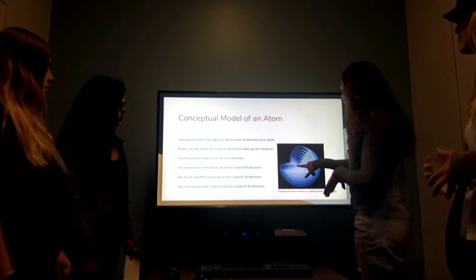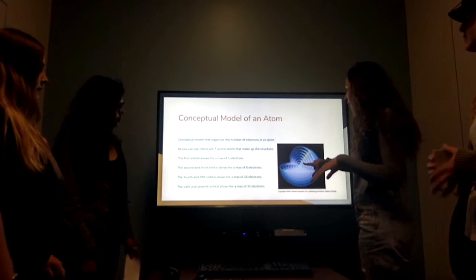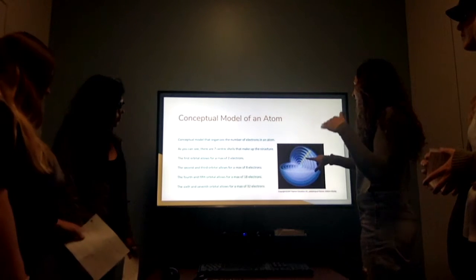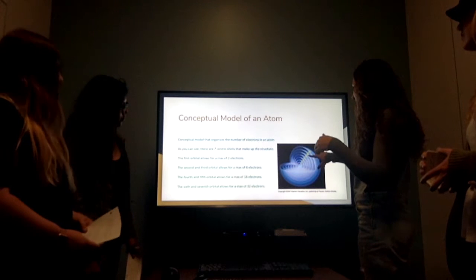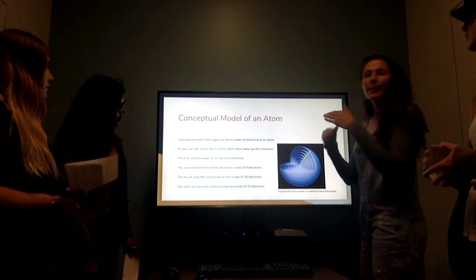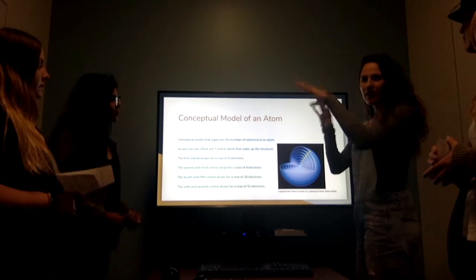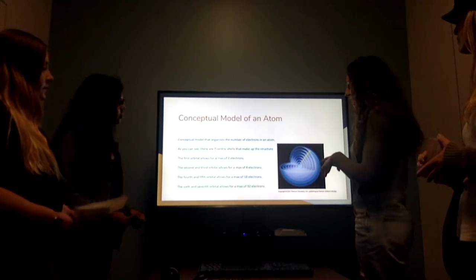The first orbital allows for 2 electrons, and then it maxes out. The second and third orbitals max out at 8, the 4th and 5th at 18, and the 6th and 7th at 32. But each level past 8 normally maxes out at 8 as well, though other electrons will still fit.